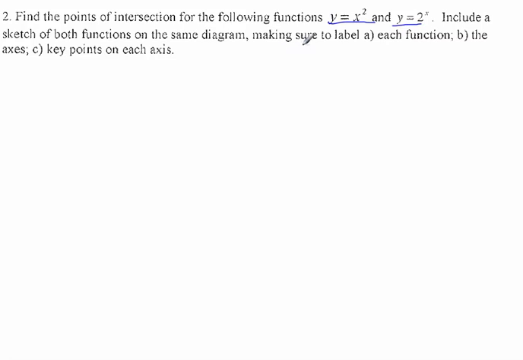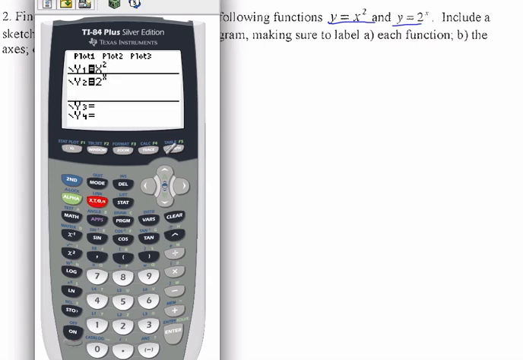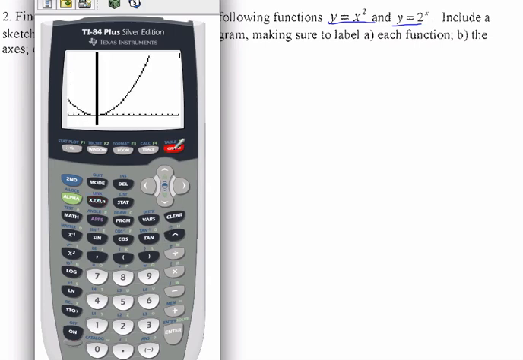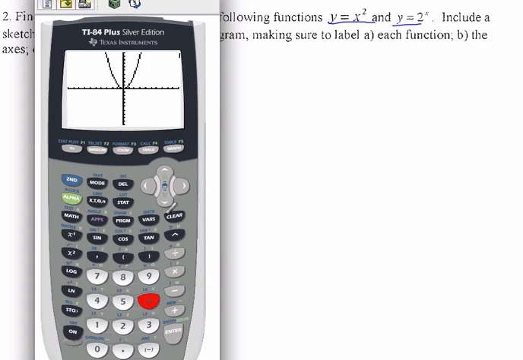Okay, in the next example, we're going to find the points of intersection of these two functions. Same procedure. We're going to be sketching them and labeling each function and the axes and key points on the axes. So I'm going to type those in and we'll graph and see if we can see 2 points of intersection. I think zoom standard should be okay, so that's zoom 6 goes from -10 to 10.